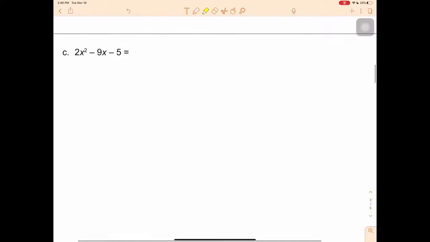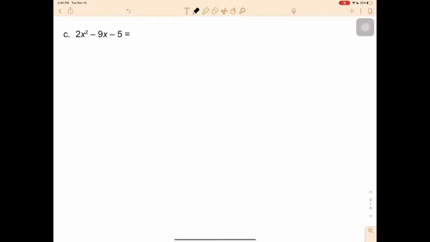Okay. Here we have 2x squared minus 9x minus 5. So first I want to check, is there a GCF? Somebody might instantly think, oh, it's 2. But each of these are odd numbers and neither one can be divided by 2. So we cannot do that. So there are no GCFs.